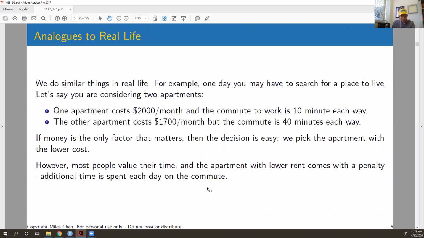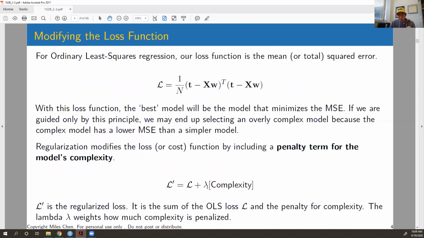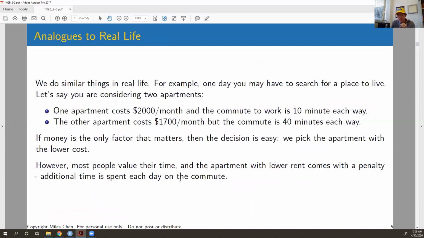Let me make an analogy. We do similar things in that we might have two goals. Here we've got two goals that we're trying to handle. We're trying to reduce complexity and we're trying to reduce OLS. If we were only guided by OLS, we would pick a super complex model because that would reduce OLS. But we know that's not the case. We want to keep the complexity down as well.